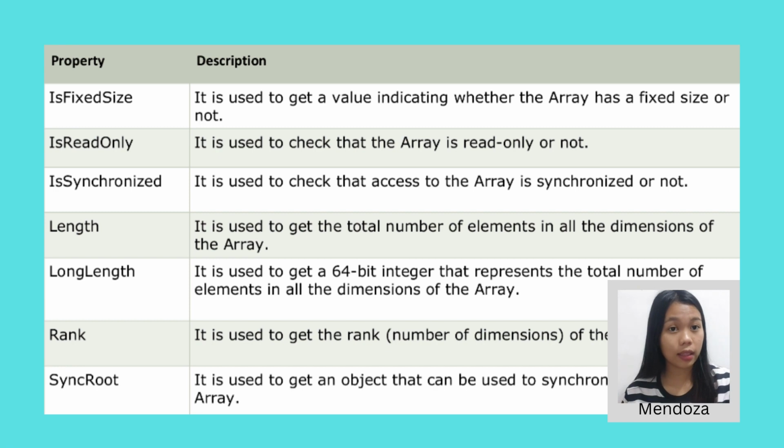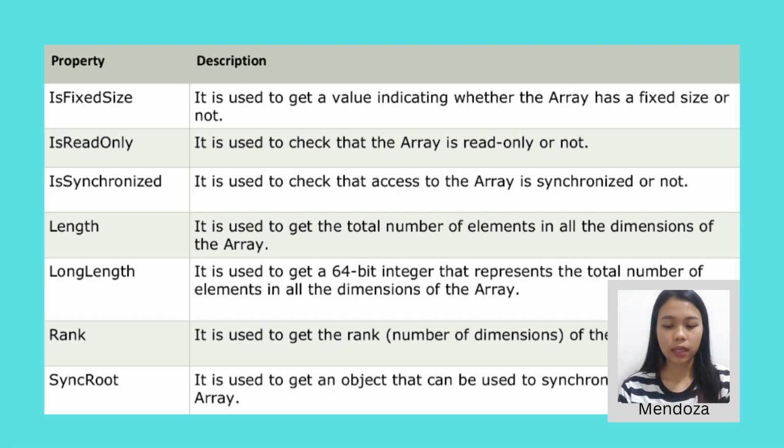The long length is used to get a 64-bit integer that represents the total number of elements. Rank represents how large an element is. Rank is an integer starting from 1. The larger the element, the larger the rank. If two elements are equal, the rank must be the same.